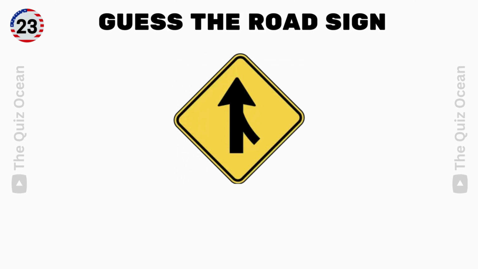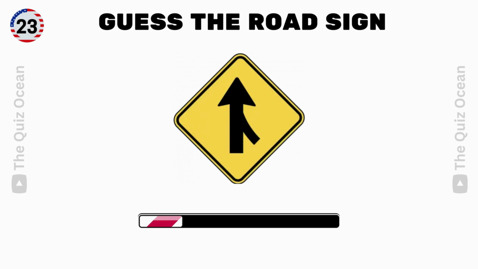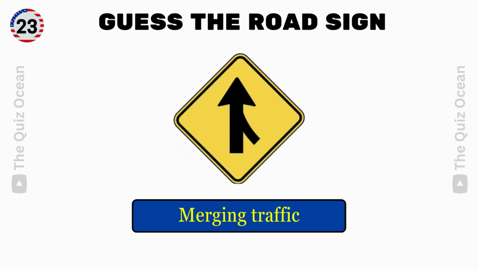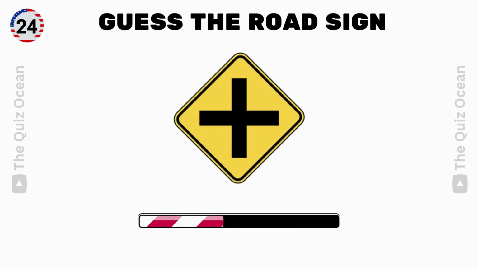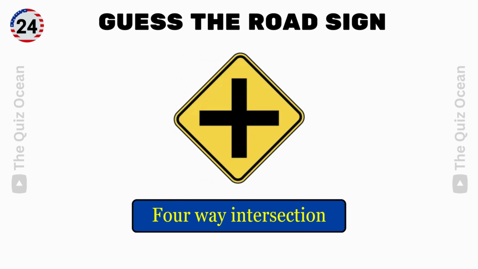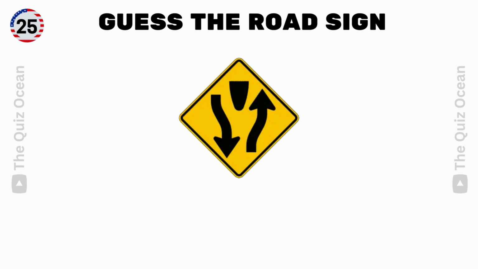What is this sign trying to tell you? Merging traffic. What is the correct name for this sign? Four-way intersection or crossroads. This sign is crucial for road safety. What does it mean?